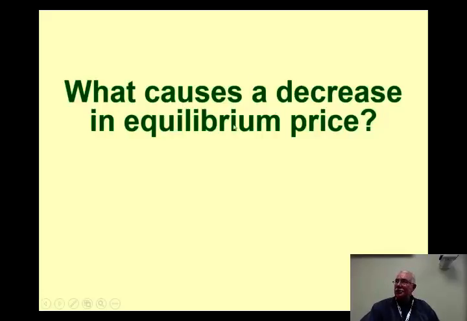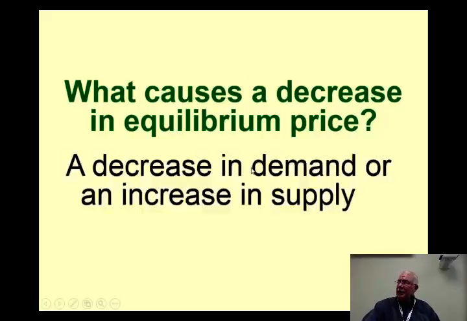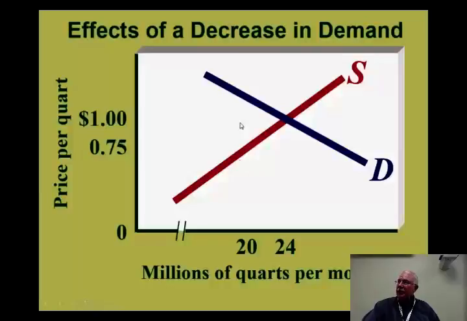Okay. So what causes a decrease in equilibrium price? Well, again, here we have demand, here we have supply.